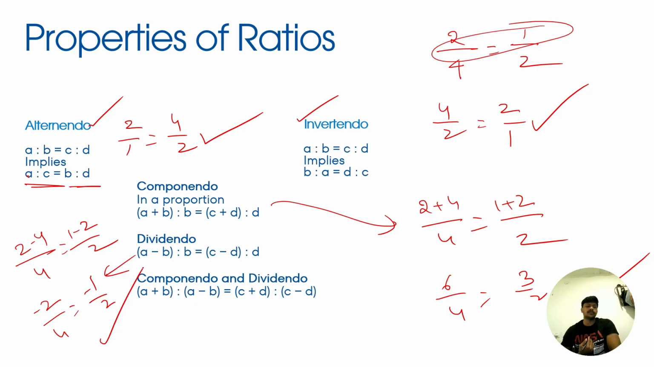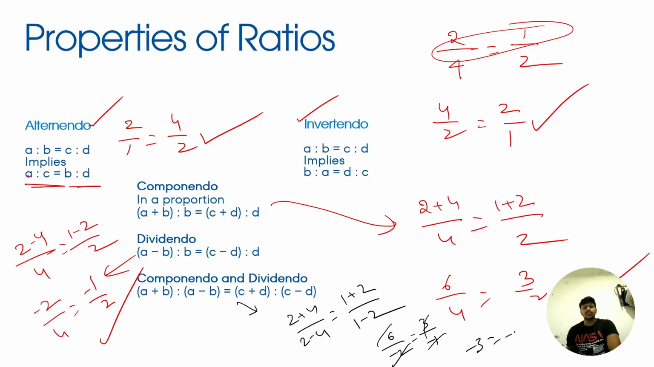The same thing you are getting. Last and final one: combination of componendo and dividendo. So (A plus B) by (A minus B) is equal to (C plus D) by (C minus D). See here, 6 by minus 2 you are going to get. Here 3 by minus 1, which is exactly minus 3 on both sides.